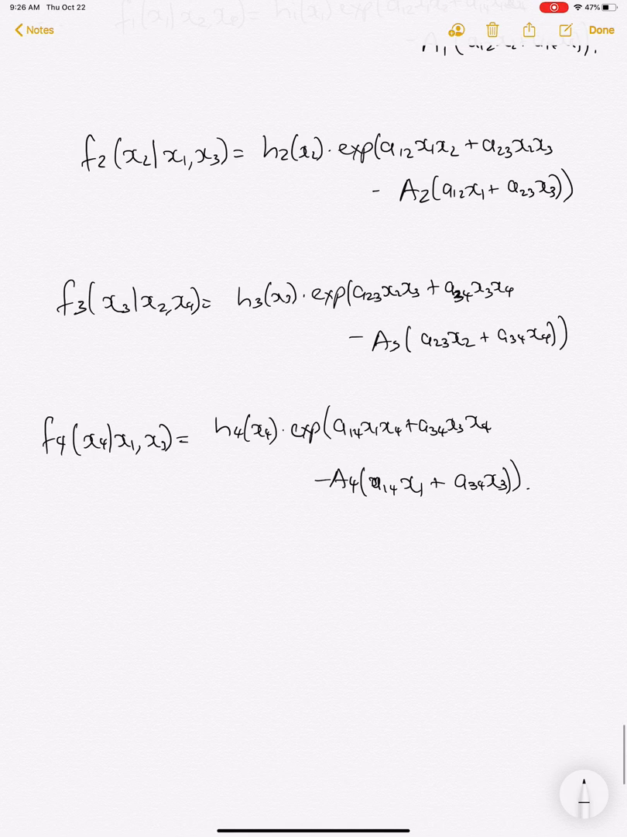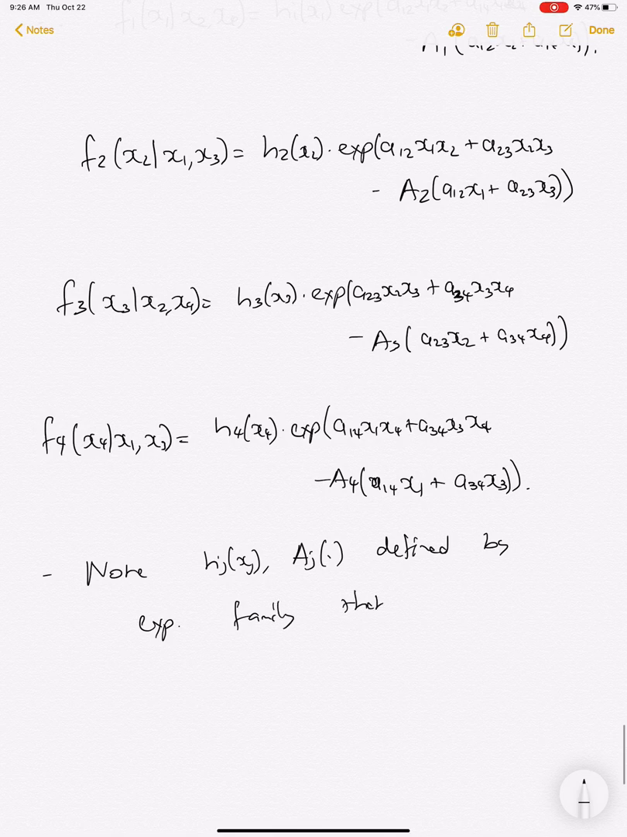And then, we note that Hj of xj and then Aj are defined by the exponential family that we use. So if it's Gaussian, our A's will be like 1 over 2 sigma squared, and the H would just be that 1 over square root 2 pi term. For the Bernoulli, the H is just 1, and then the A is that log of 1 plus e to the theta, and so on. So we really use what we learned in Module 2 with GLMs here.